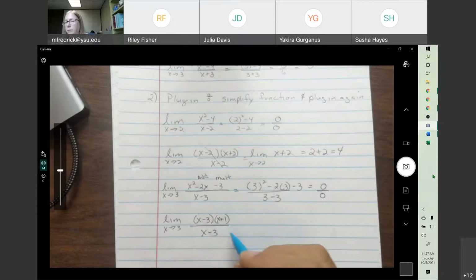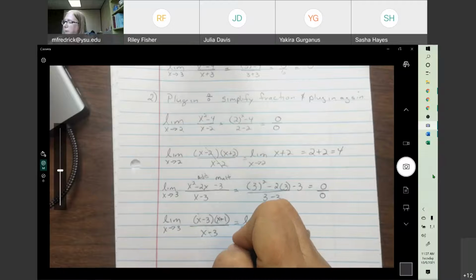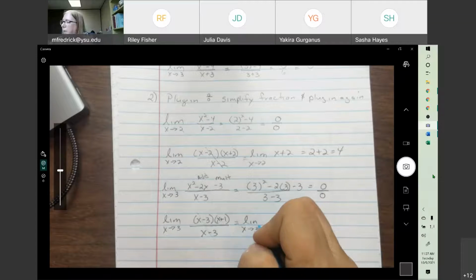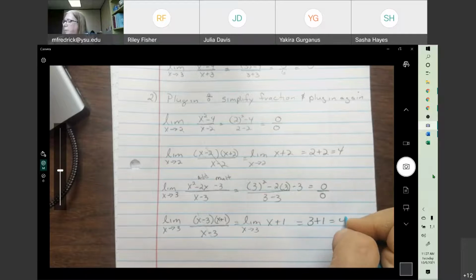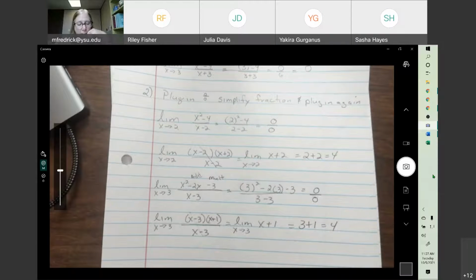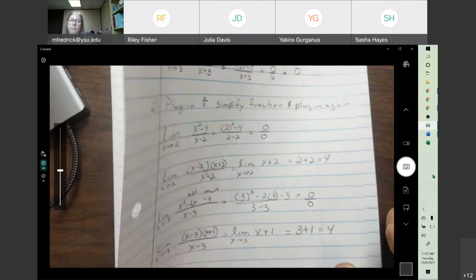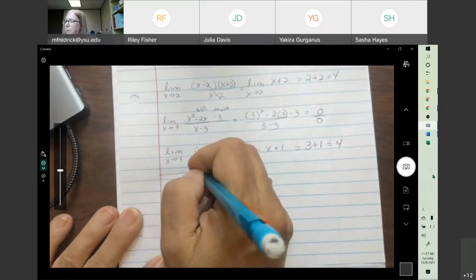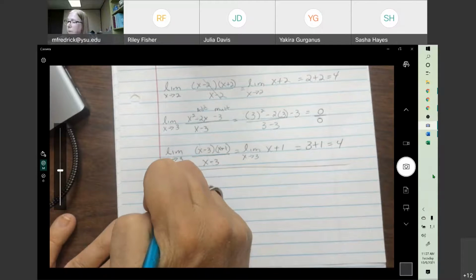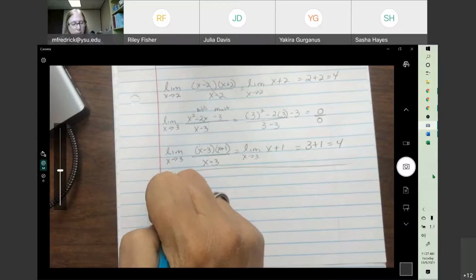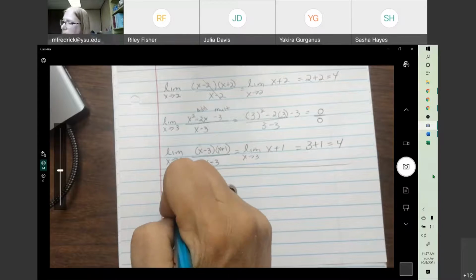The x minus 3's cancel. Limit as x approaches 3, x plus 1, and then plug your 3 in. 4. Is there any questions on that one? Another one is fractions. The limit as x approaches 0.